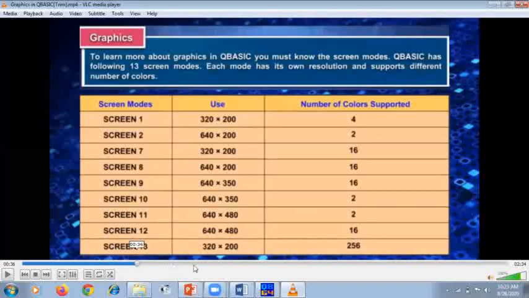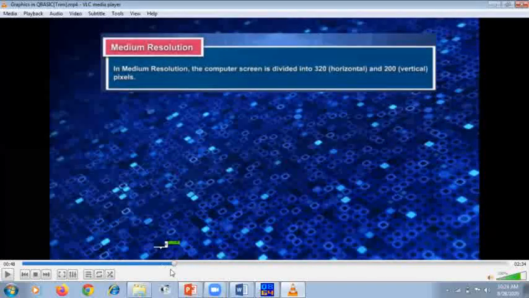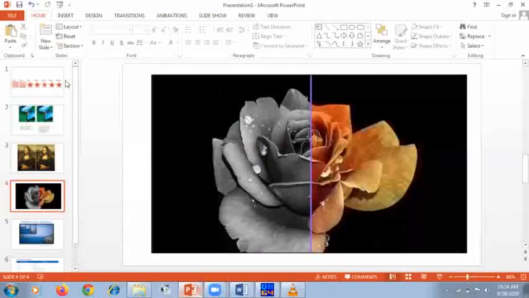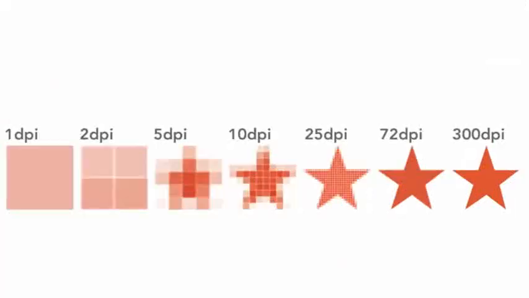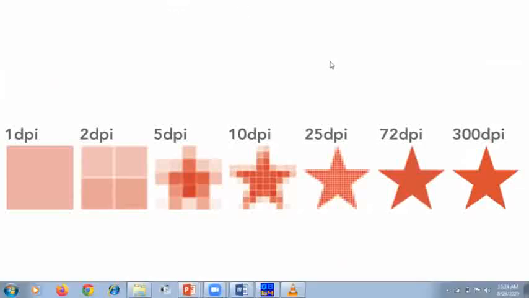Now the question arises, what is a pixel and what is the resolution? For that, I had made a PPT for you all. Let us discuss what is screen resolution and what are pixels, okay? So first of all, as you can see on my screen, I have a picture. With that, it is written DPI 1, DPI 2, DPI 5, 10, 25, 72 and onwards, right? So what is the difference between them?